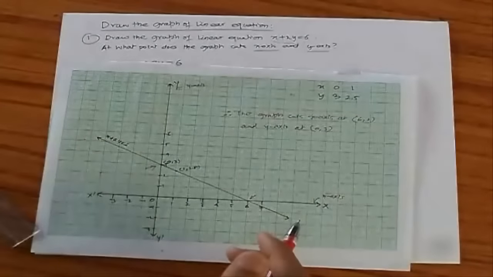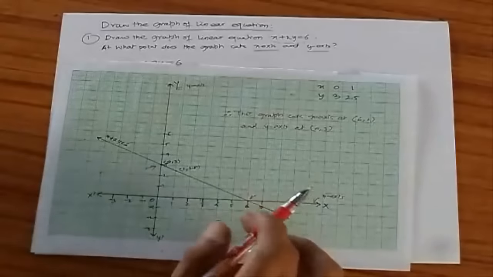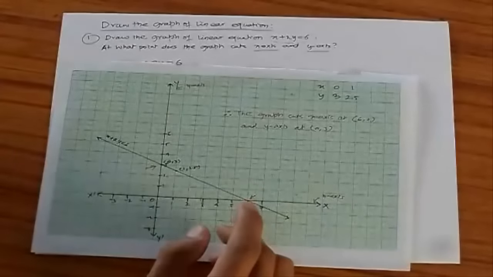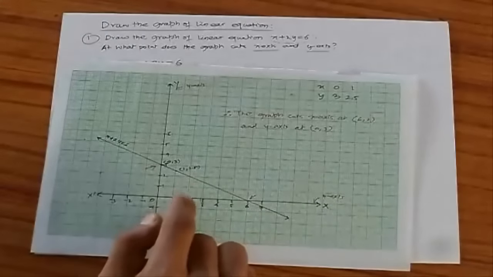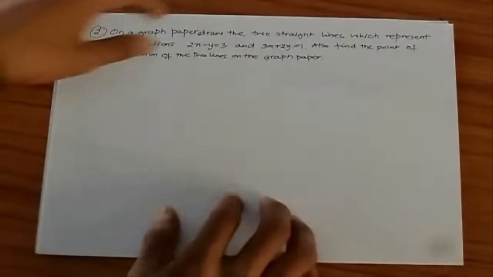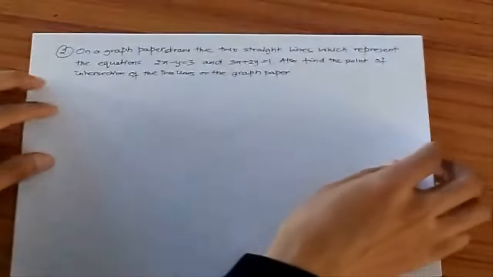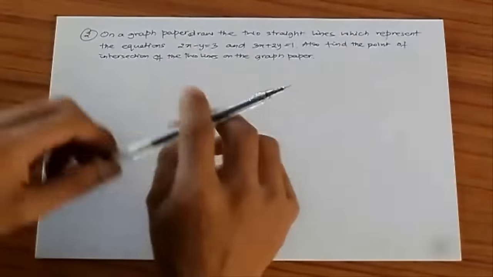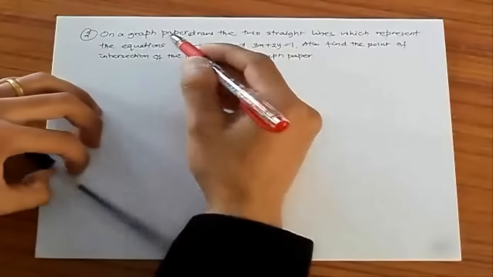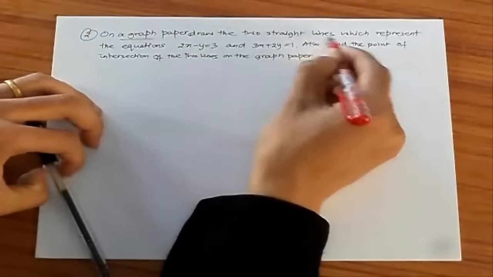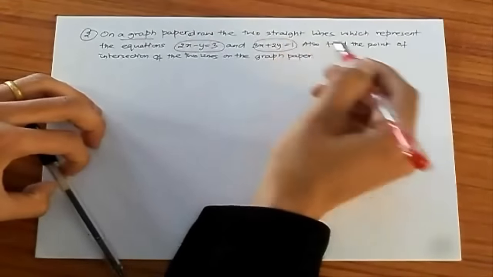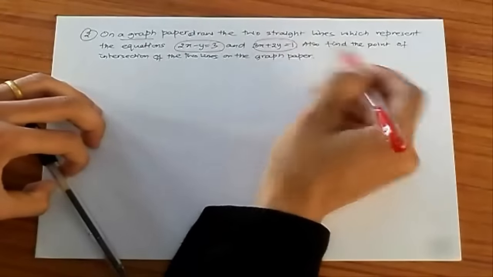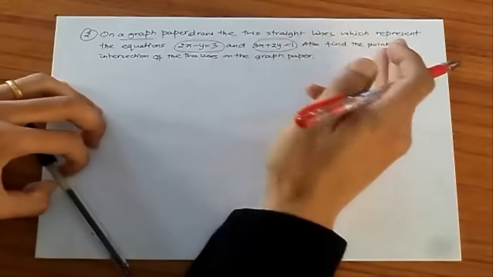Okay, so the next question, again we are going to do the same kind of graph but a little bit different. Here we plotted one graph in a Cartesian plane. Now we are going to see how to plot two graphs on the same graph paper. Here we have to draw two straight lines which represent 2x minus y equals 3 and 3x plus 2y equals 1, and after that we have to find the point of intersection. So leave that part for a while.